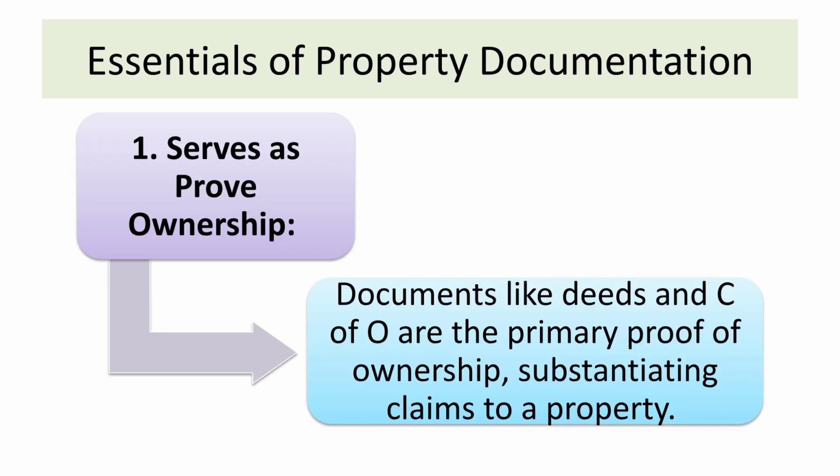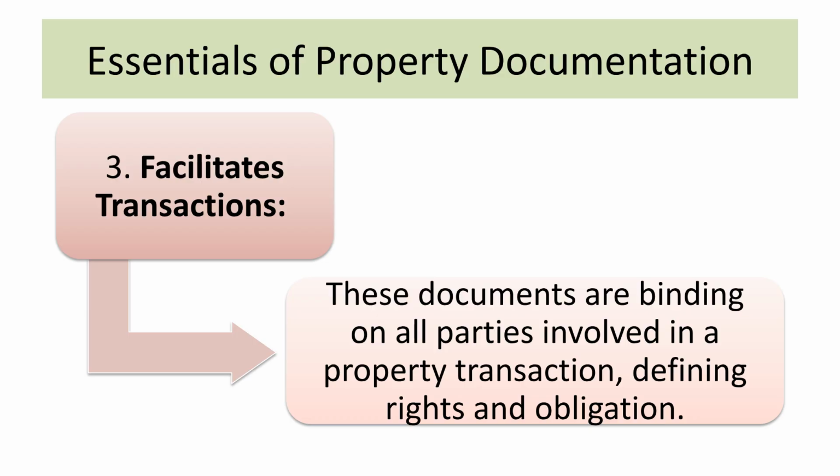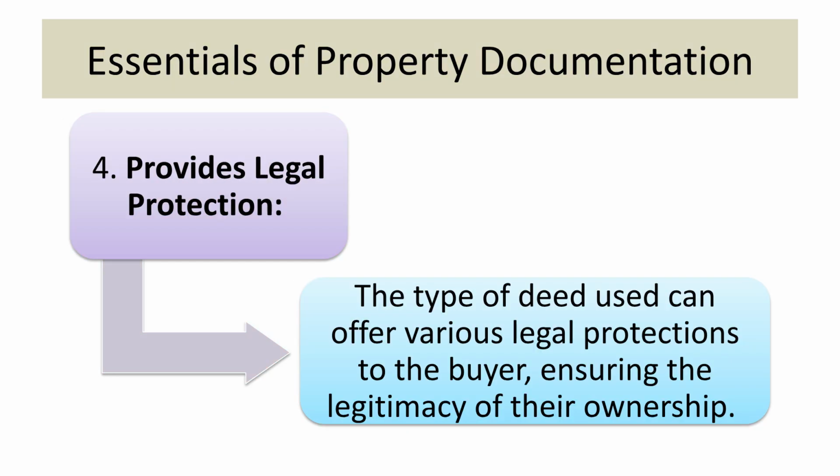Documents like deeds and the C of O are primary evidence to substantiate claims to a property. It also ensures legal certainty. A clear paper trail and record of the property's history prevent ownership disputes and provide transparency. Documentation facilitates transactions. These documents are legally binding on all parties involved in a property transaction, defining rights and obligations. Furthermore, documentation provides legal protection. The type of deed used can offer various legal protections to the buyer, ensuring the legitimacy of their ownership.